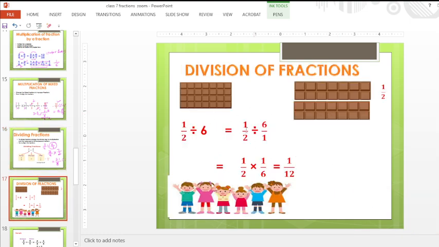Now division of fractions, see students, I have put in a real life chocolate example, like half divided by 6. What do you do? Half divided by 6. So half into, you're converting the division sign into multiplication, and 1 by 6, that is 1 by 12. Okay, is that okay students?